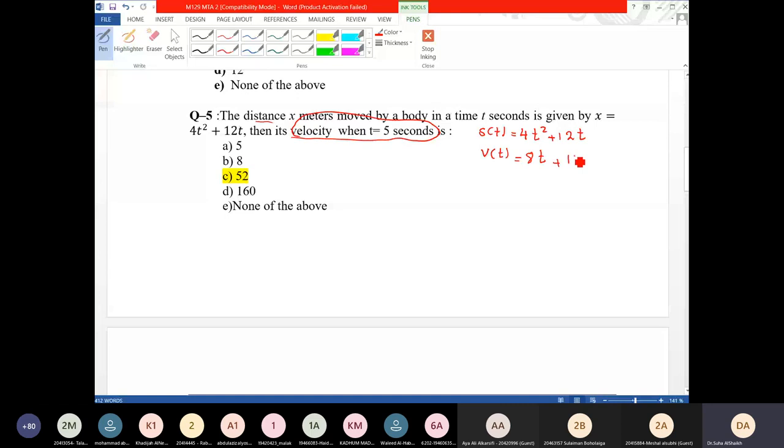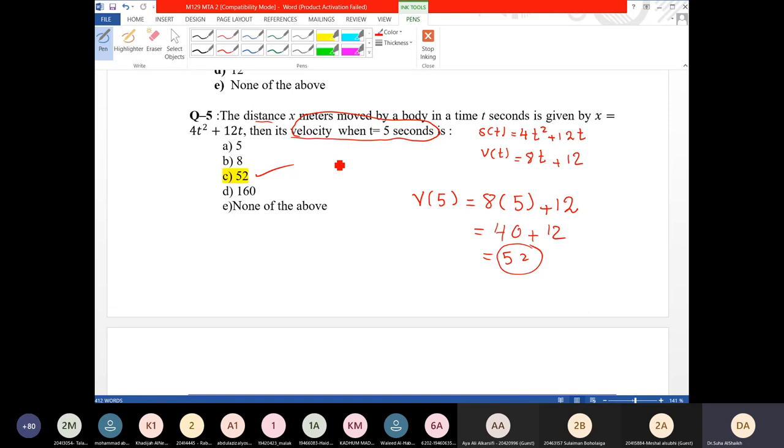Okay, the velocity at 5, meaning we replace the t with 5. It will be 8 times 5 plus 12. What will be the answer? This is 40 and this is 12. This is 52. The answer is 52. This is an easy one. No, it's 52, Osama. It's 52.